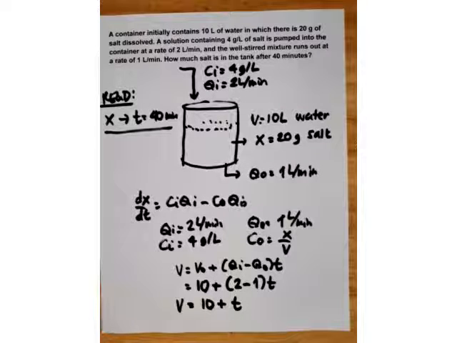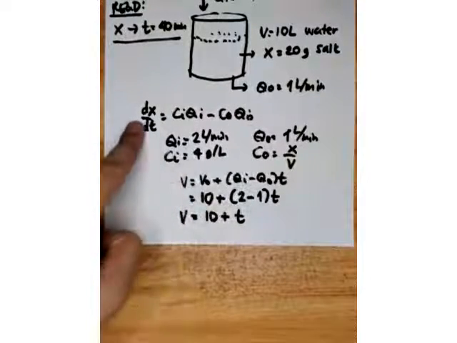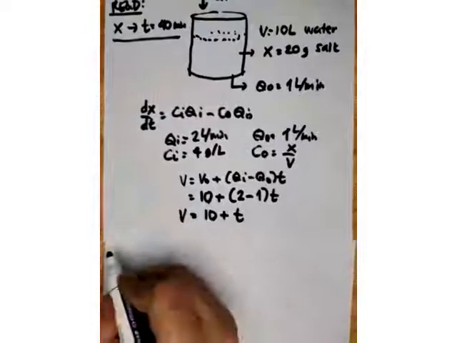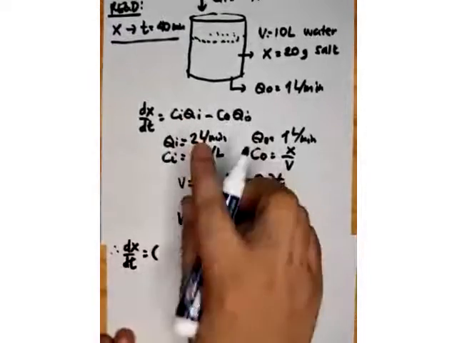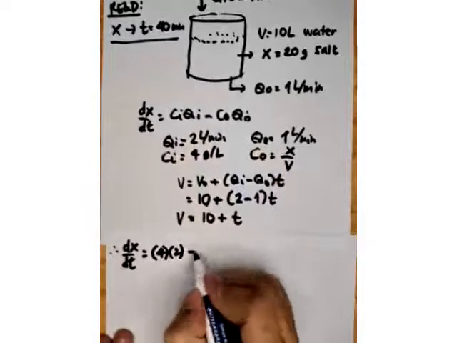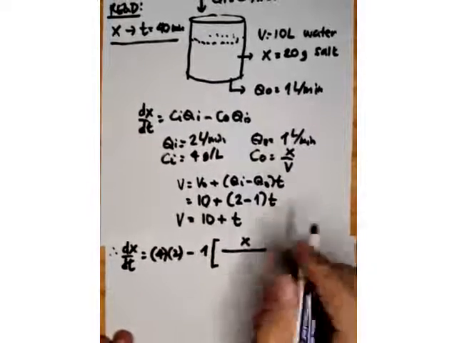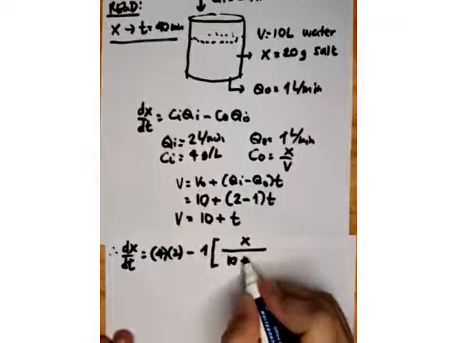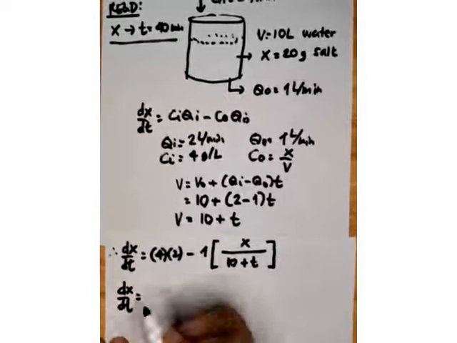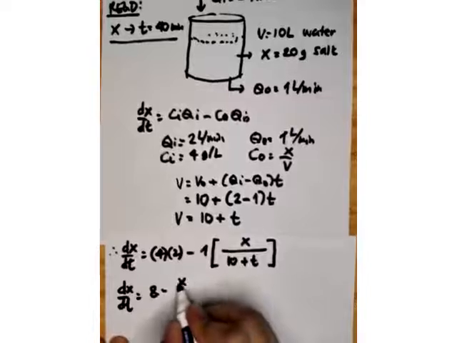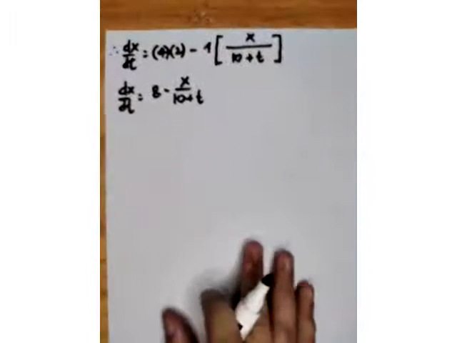Okay, volume is equal to 10 plus t. So ang gagawin lang natin is substitute natin yung 4 dito sa ating differential equation. So therefore, we'll have dx over dt is equal to 2 times 4 minus 1 times quantity x over, yung v natin is ito, so that's 10 plus t. Ayan. So simplify natin, so dx over dt is equal to 8 minus x over 10 plus t. Ayan. So ito na yung ating differential equation.